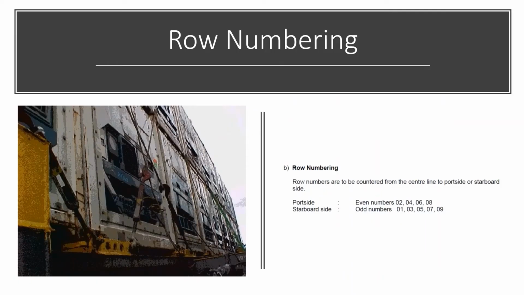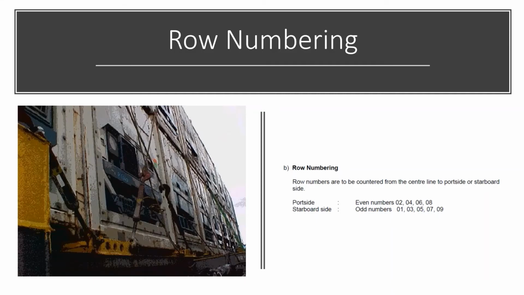Then we have the row numbering. Now you can see here the rows. The rows actually, like I told you, if there are two hatch covers, now you have to be looking from aft to the forward direction. If you're looking in that direction, I'll show you a picture where I'll explain it to you, where you can see and understand the row numbers.